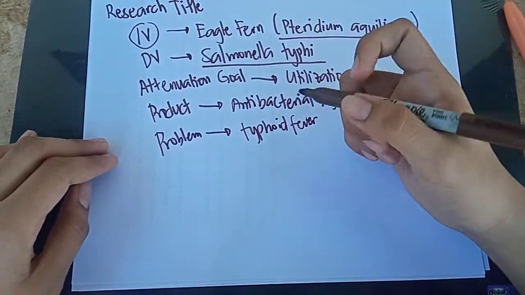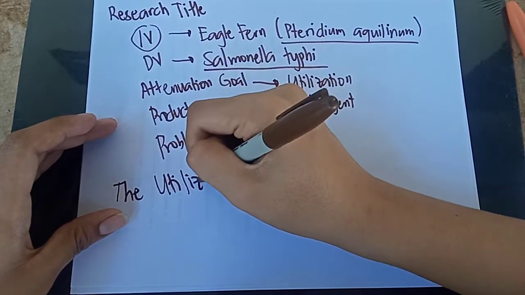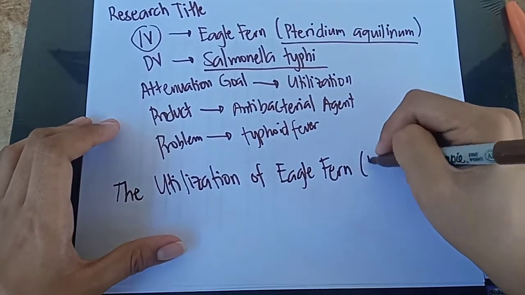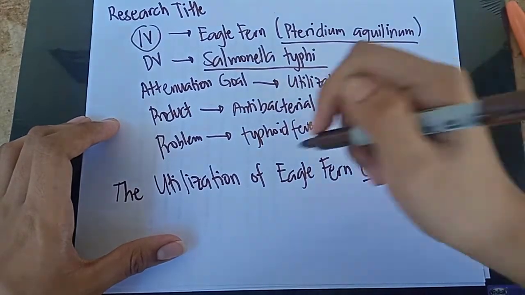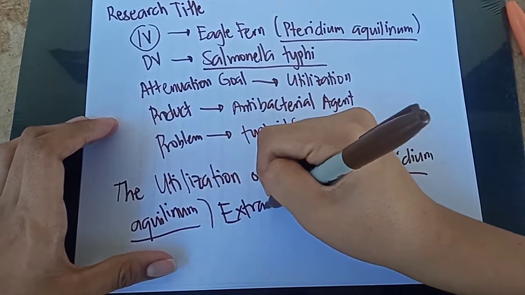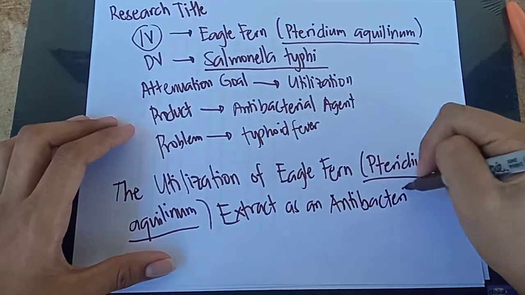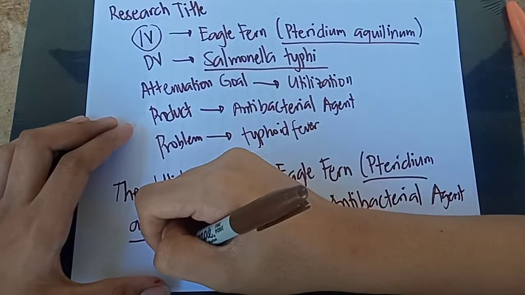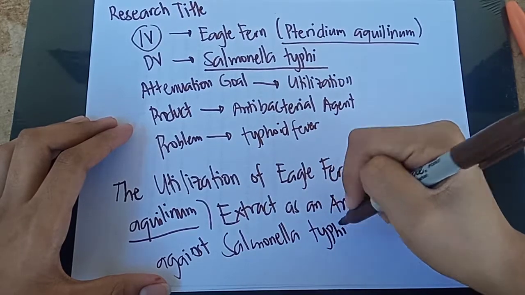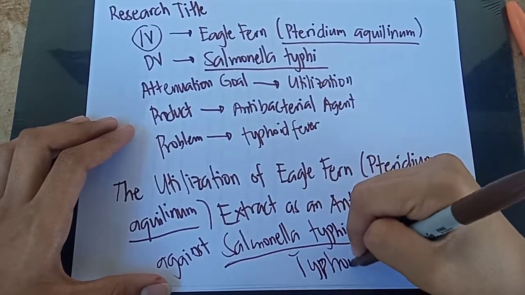So, using these components of the research title, we can now create a research title, and that is: the utilization of eagle fern with a scientific name of Pteridium aquilinum extract, because to obtain the alkaloid you must have the extract, as an antibacterial agent against Salmonella typhi that causes typhoid fever.